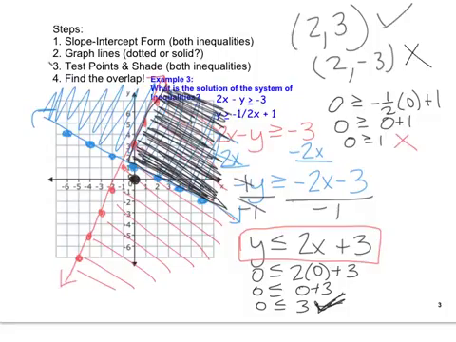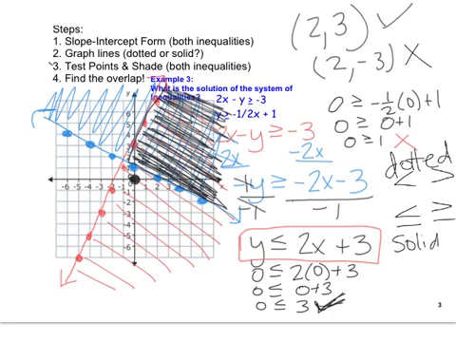One last thing I want to mention, if we have less than or greater than symbols, we use dashed lines. If we use less than or equal to or greater than or equal to symbols, we use solid lines. So solid or dashed or dotted lines.